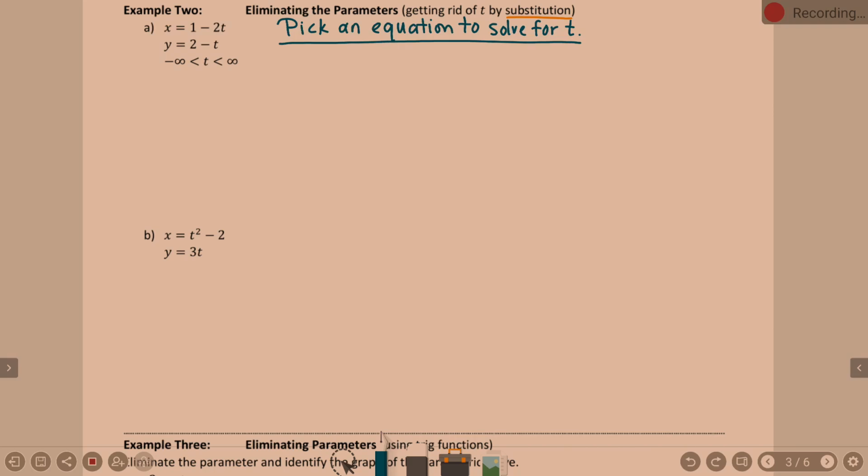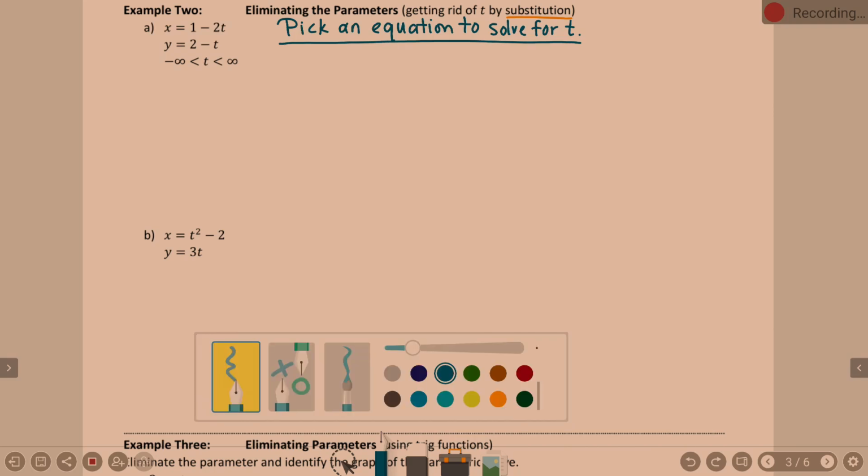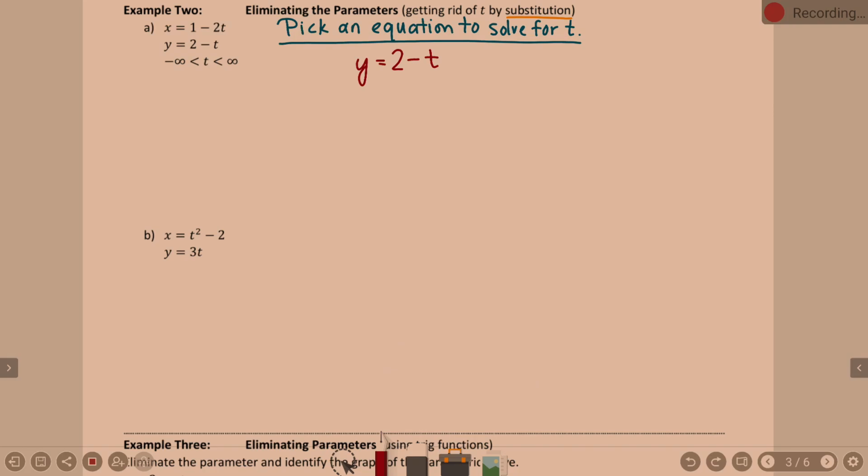So if we pick the y equation, y equals 2 minus t. We want to solve it for t. So how do you want to get t by itself here? Okay, subtract 2. If I subtract 2, I now have y minus 2 equals negative t.